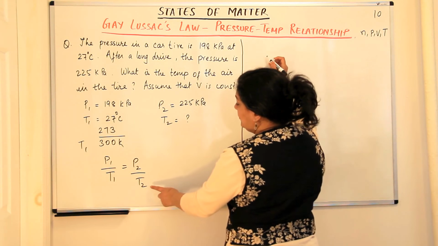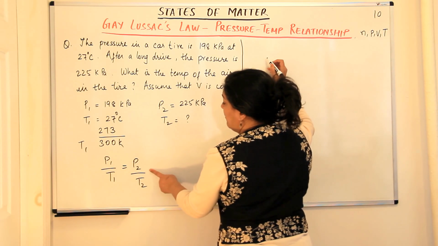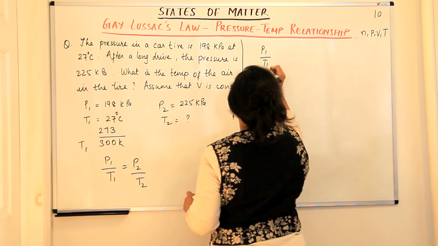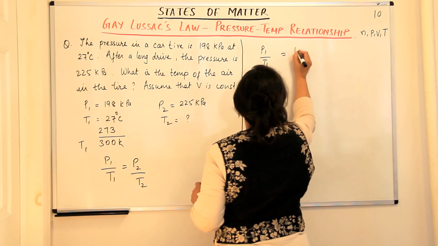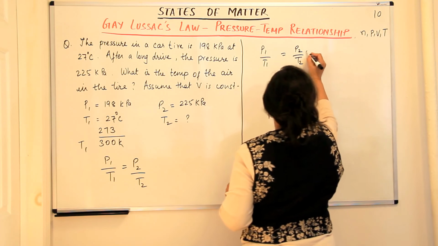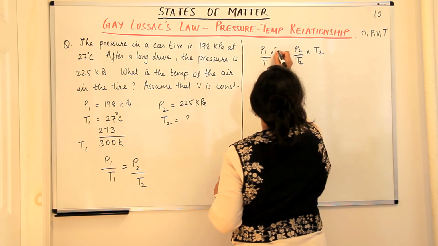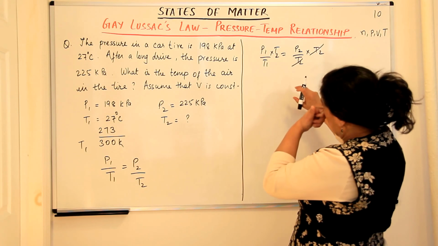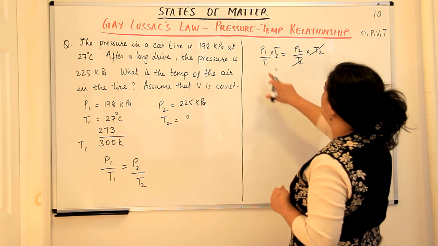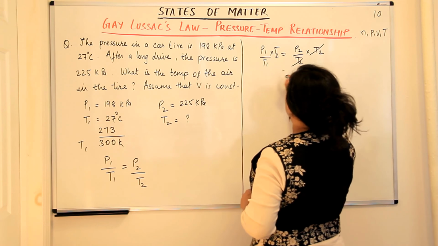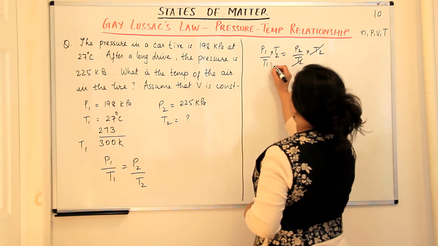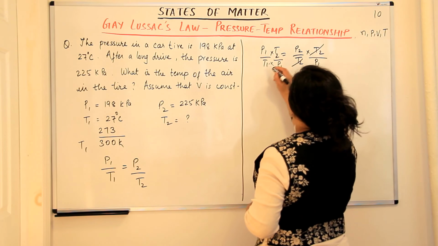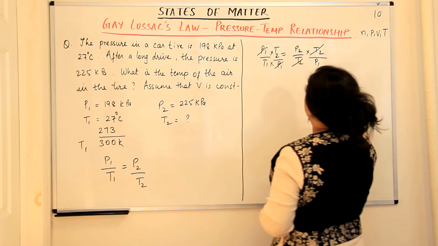For example, I want to take T2 here, so I will multiply both sides by T2. So I'll write P1 upon T1 is equal to P2 upon T2. If I multiply both sides by T2, the T2 on this side gets cancelled, I get T2 here. Now, I want P1 to go here. So what should I do? I should divide both sides by P1. Now, if I divide both sides by P1, the P1 will get cancelled here and I get it on this side.